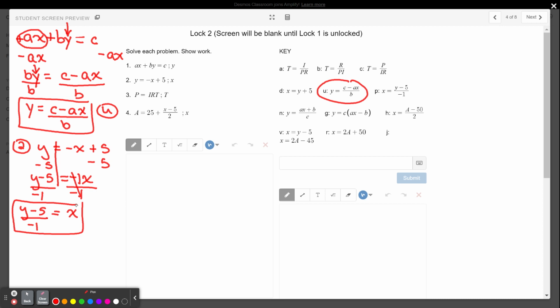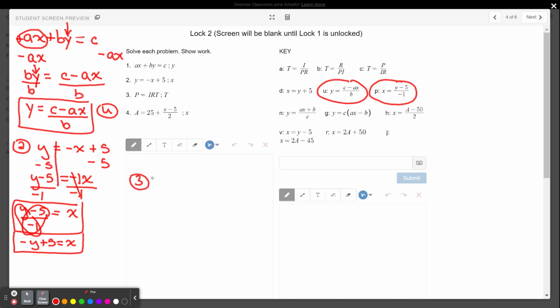But you can simplify it in a couple different ways, which I did on screen 4. So a positive y divided by a negative 1 would really be a negative y, and then a negative divided by a negative is really positive 5. So that's another way you could write it, even though that answer is not there right now.